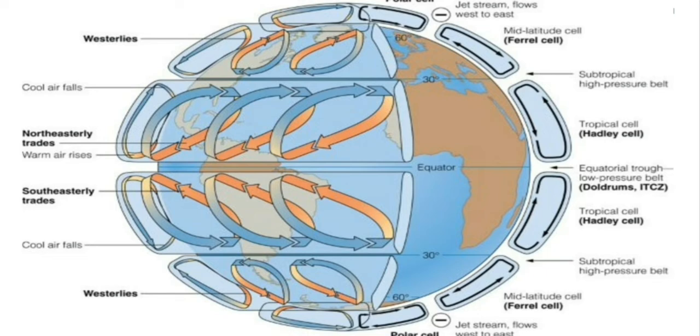Children, in this picture we can clearly see the above mentioned global pressure belts and the corresponding planetary winds formed between them. Just have a look at it. We can see the equatorial low pressure belt, subtropical high pressure belt, subpolar low pressure belt, and the polar high pressure belt around the north pole and the south pole, and the planetary winds formed as a result of these variations in the form of trade winds, westerlies, and the polar easterlies.